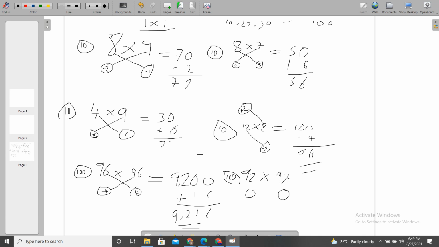Why? Because this number is more than the reference number. The number is less than the reference number. More than the reference number. Okay, so we have what, minus what? 8, right? And here will be minus what? 3. Minus 3.